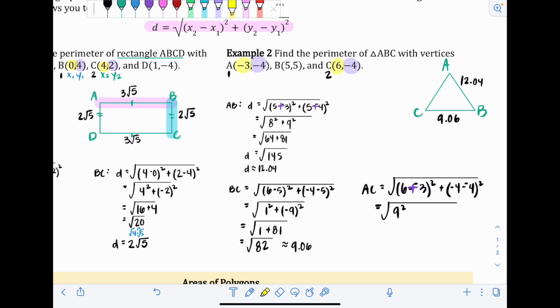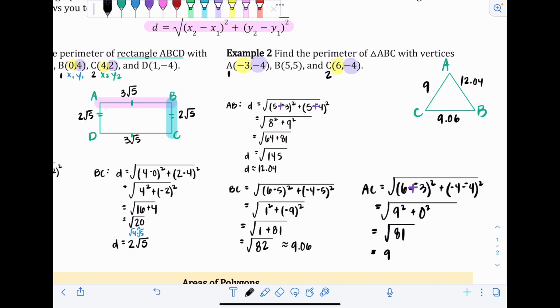And then over here, this is kind of weird, but -4 minus -4, you can turn the double negative into a plus if you want to, but any number minus itself is 0. Like 2 minus 2 is 0, like 6 minus 6 is 0. So -4 minus itself, -4, is going to be 0. So plus 0 squared, and then of course that's just going to be 0. So we'll just leave it at 9 squared, which is 81. And then we can just take the square root of 81, which is 9. So that last side, AC, is going to be 9.